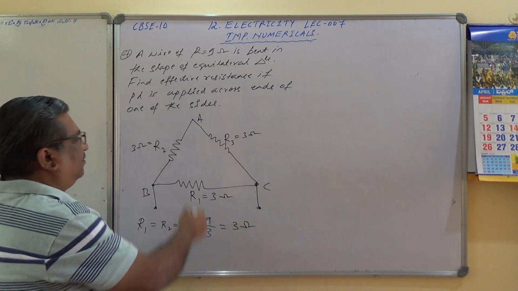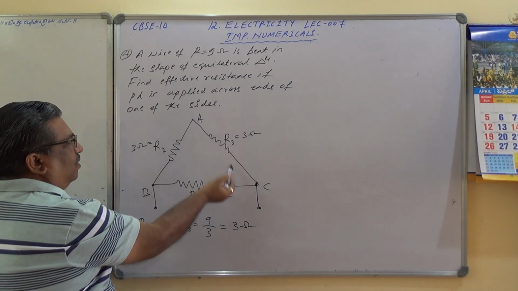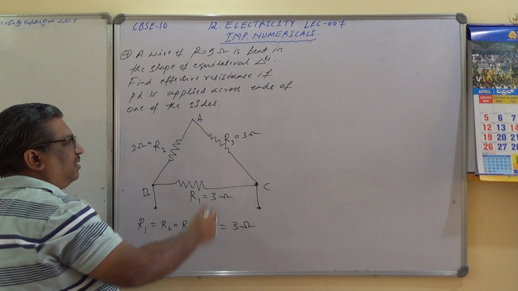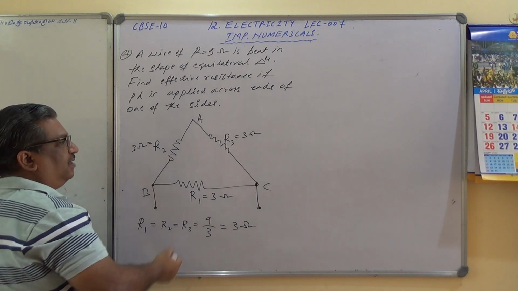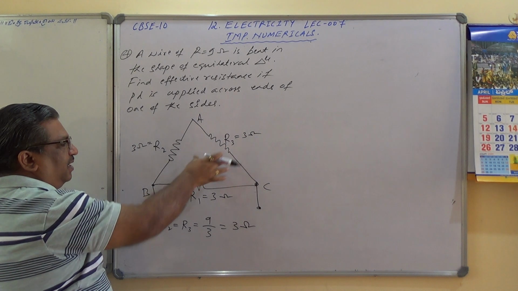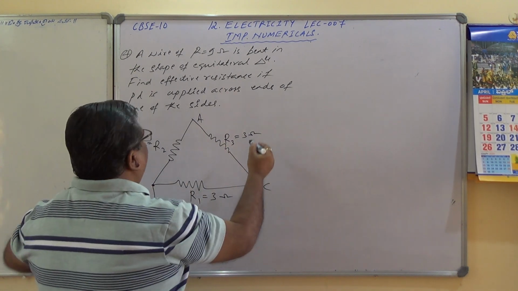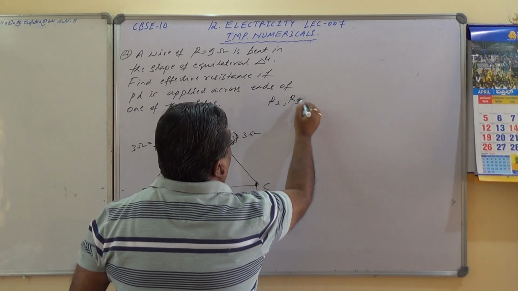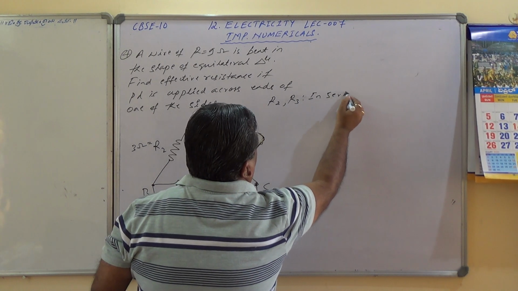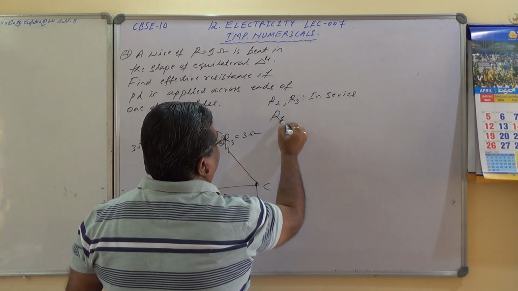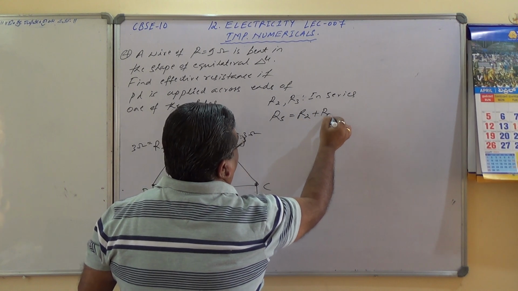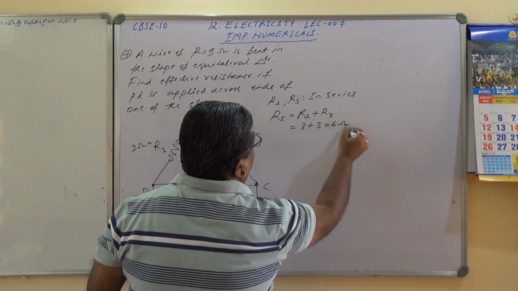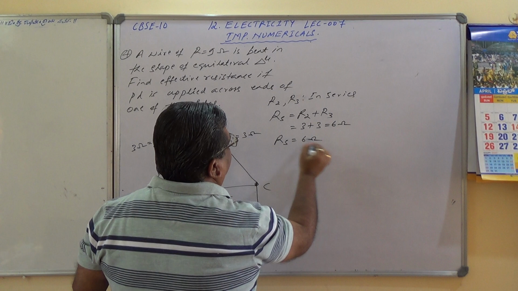What is the equivalent resistance of this circuit basically? See here, these two are on the same path, therefore in series, and this combination put together with R1 is in parallel combination. Please listen, R2, R3 are in series, and the combined resistance is in parallel with R1. Therefore, I write here R2 and R3 in series, and therefore Rs equals R2 plus R3, 3 plus 3, which equals 6 ohms. Rs equals 6 ohms.